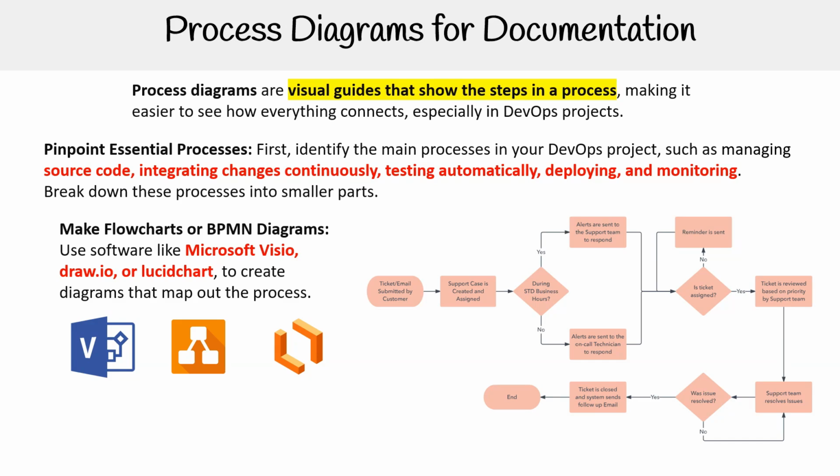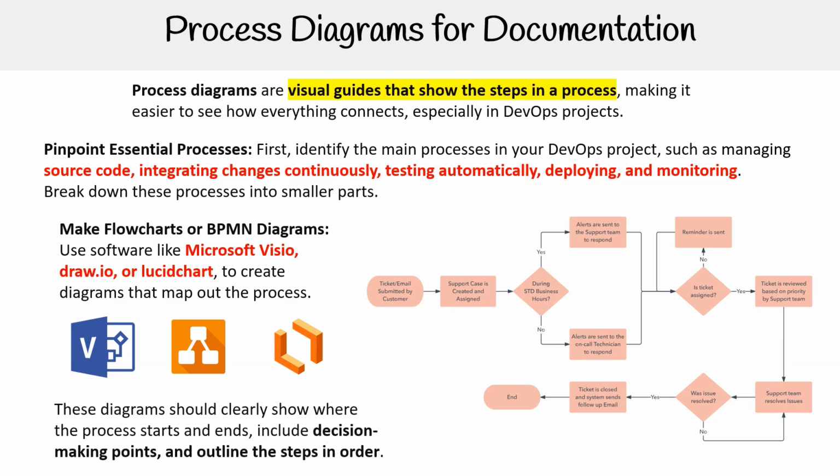Use software like Microsoft Visio, Draw.io, or Lucidchart to create diagrams that map out the process. These diagrams should clearly show where the process starts and ends, include decision-making points, and outline the steps in order. These visual tools are effective for mapping out the workflow, making complex processes easier to understand and follow.